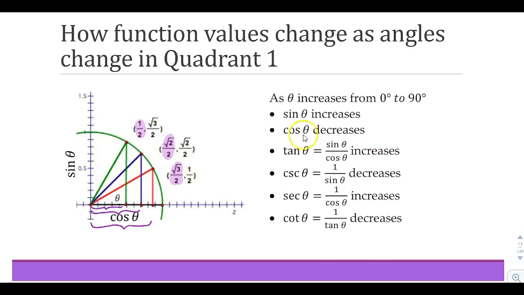Now let's look at what happens to all the rest of the trig functions. Tangent theta, which is the ratio of sine over cosine, increases because sine's getting bigger, but cosine's getting smaller. So the numerator is a bigger number than the denominator, which means my ratio is increasing. For cosecant, secant, and cotangent, it's just the opposite, the reciprocal. Sine increases, but its reciprocal, cosecant, decreases. We said cosine decreases, so its reciprocal, secant, increases. And tangent increases, so cotangent, its reciprocal, decreases.